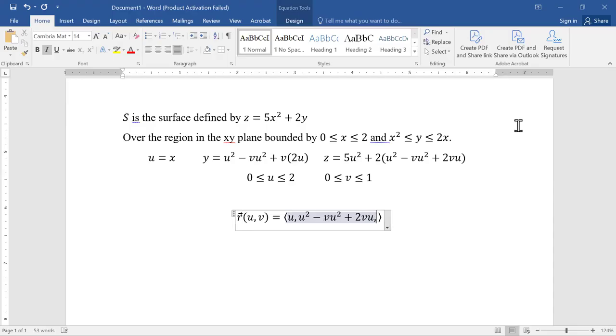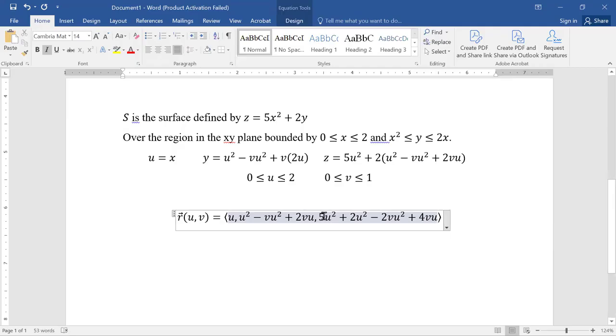And then my z component is going to be 5u squared plus, I'll distribute the 2. That's 2u squared minus 2vu squared plus 4vu. And if you want to combine like terms there, 5u squared plus 2u squared is 7u squared.